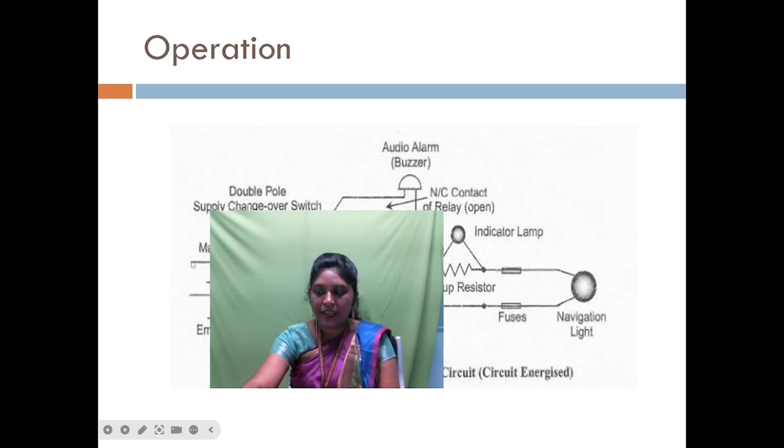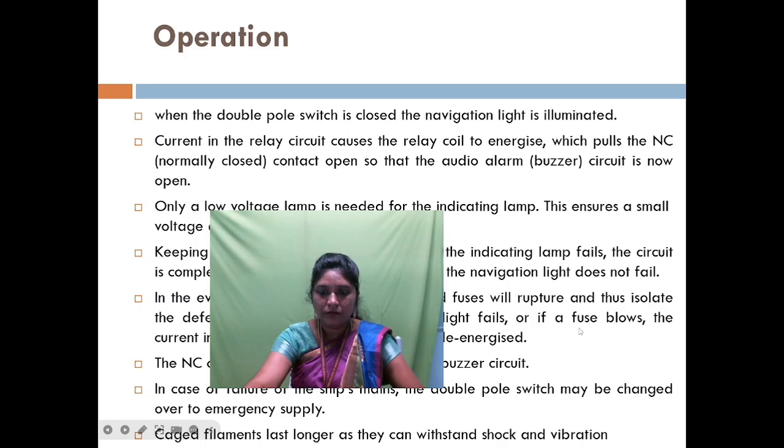This relay gets de-energized, and what happens? It pulls back the spring and it closes this circuit. It closes the buzzer circuit. So now the normally closed contact brings back this to activate the buzzer circuit.